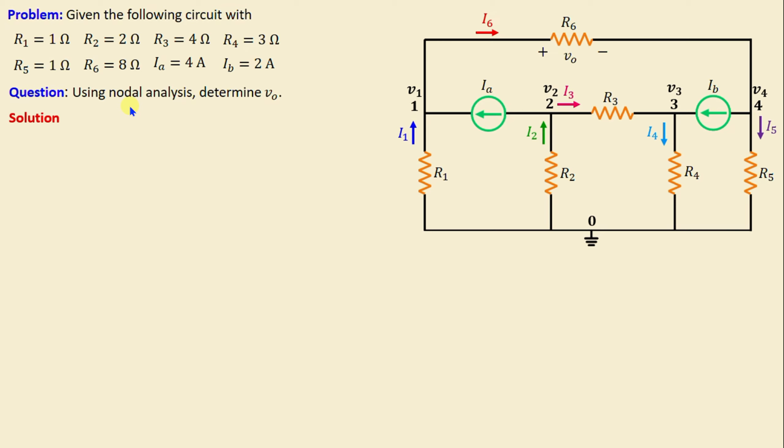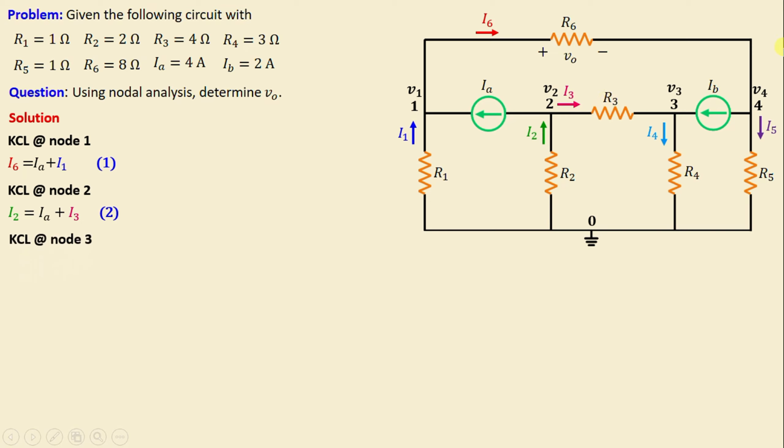Next, we'll proceed to apply Kirchhoff's current law at each node. Let's start first with node 1. By applying Kirchhoff's current law at node 1, we can write I6 is equal to IA plus I1. Now, by applying KCL at node 2, we can write I2 is equal to IA plus I3. And for node 3, we have I4 is equal to I3 plus IB. And for node 4, we have I6 is equal to I5 plus IB.